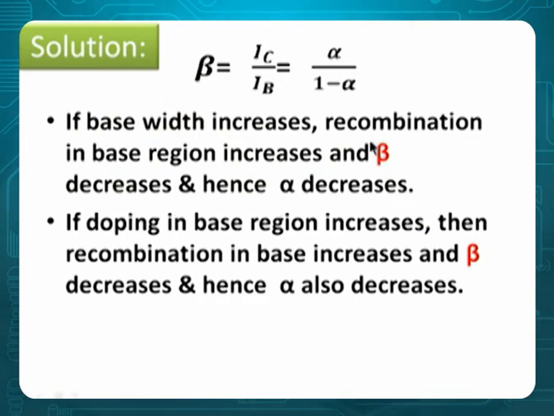What we say is, if you look at here, IC by IB is beta. If base width increases, recombination of base increases and beta decreases. Because recombination is increasing, IC is decreasing, therefore beta, and hence alpha, decreases. If doping in the base region increases, then recombination of base increases and beta decreases. So in both the cases, beta is decreasing. But the question, what is it? Therefore, option is D.